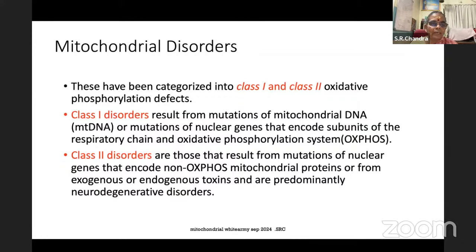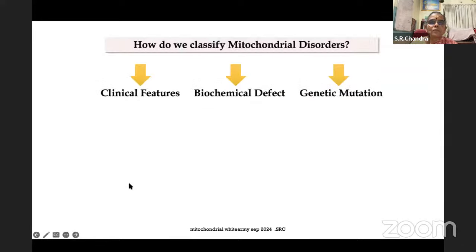That is the uniparental inheritance, which comes only from the mother. Class 2 is a disorder of the cytoplasmic mitochondria due to a defect in the control of the nuclear DNA over the cytoplasmic DNA. It will be autosomal dominant, recessive, or X-linked. That comes as a class 2 disorder. So how do we classify? Apart from the pattern of inheritance as class 1 and class 2, clinically we can classify them based on the clinical features, biochemical defect, and genetic mutation. In each of these 3 different ways, we can classify them.